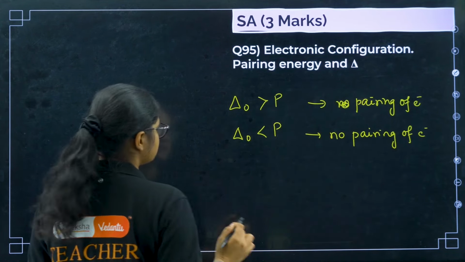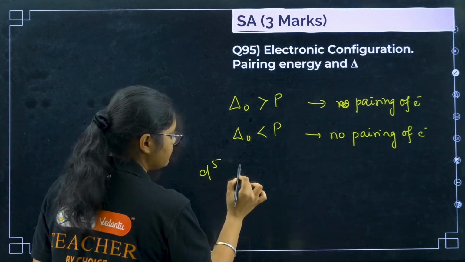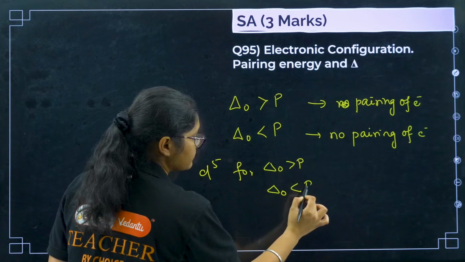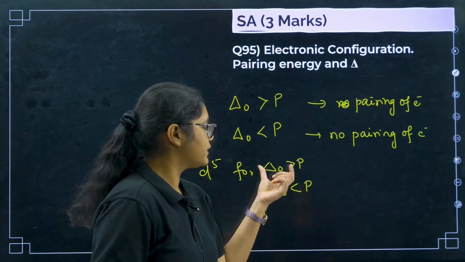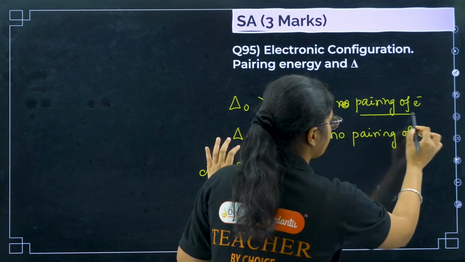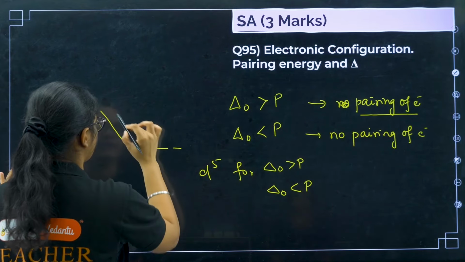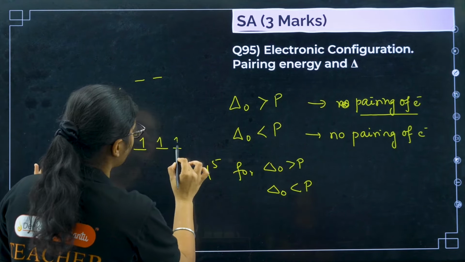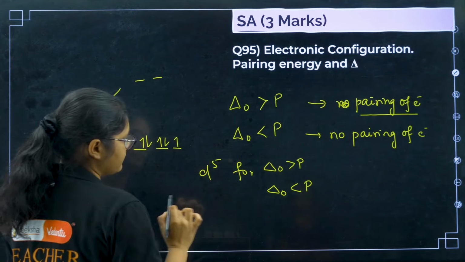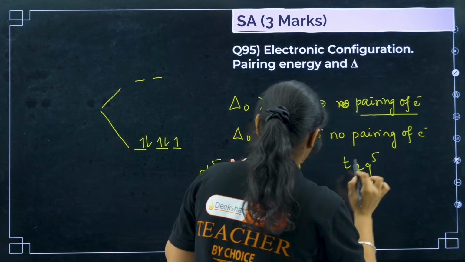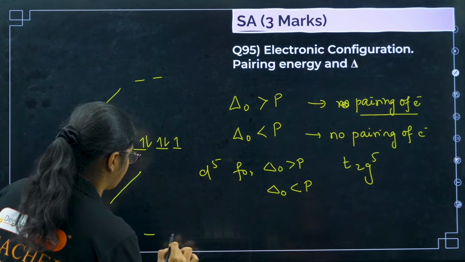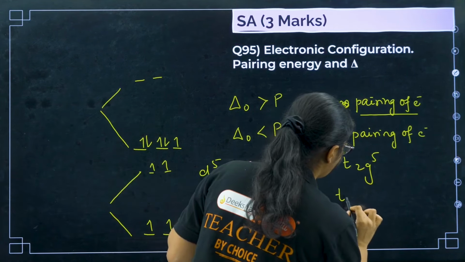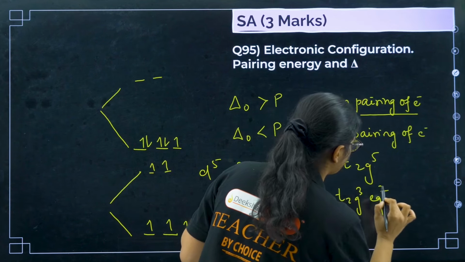So for example, if it is asked, write the electronic configuration of d5 for delta O greater than P and delta O less than P, if it is given in this form. So delta O greater than P means you will have pairing of electrons. So we have like this, 3 electrons here, 2 electrons here. Sorry, there will be pairing. So we will have t2g5 configuration. And if delta O is less than P, so we will have like this, 5 electrons you can place without pairing of electrons. So we will get t2g3 eg2 configuration.